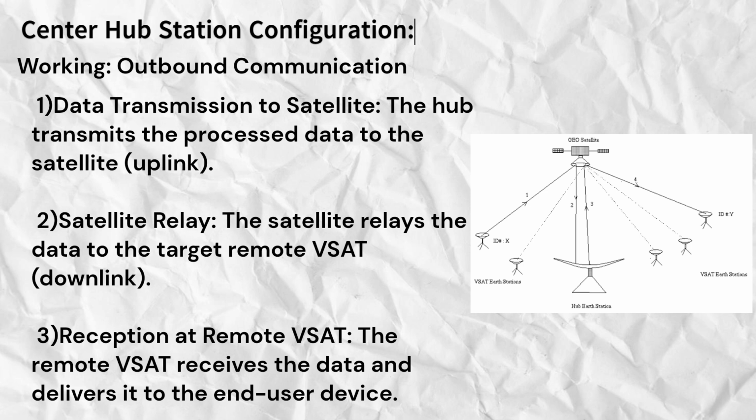Outbound communication: data transmission to satellite. The hub transmits the processed data to the satellite, uplink. Satellite relay: the satellite relays the data to the target remote VSAT, downlink. Reception at remote VSAT: the remote VSAT receives the data and delivers it to the end-user device.